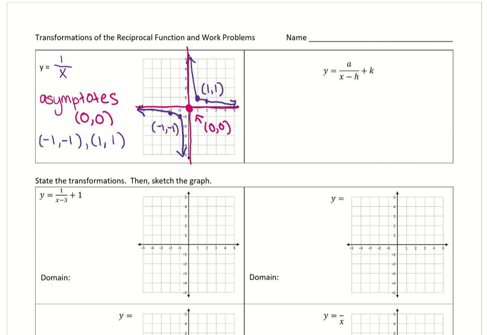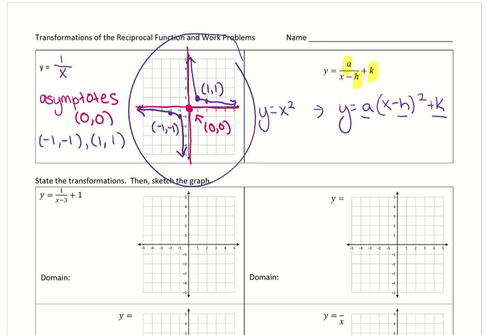And you'll notice here that we have a, h, and k, and those should look very familiar. You've seen them before. For example, you've seen them in transforming quadratics. We transform them with an a value out in front, (x minus h) squared plus k. It's the same a, the same h, and the same k. So what do they do to our parent graph, this graph right here? What are they going to do to it? Well, they're going to do the same things that they've always done.